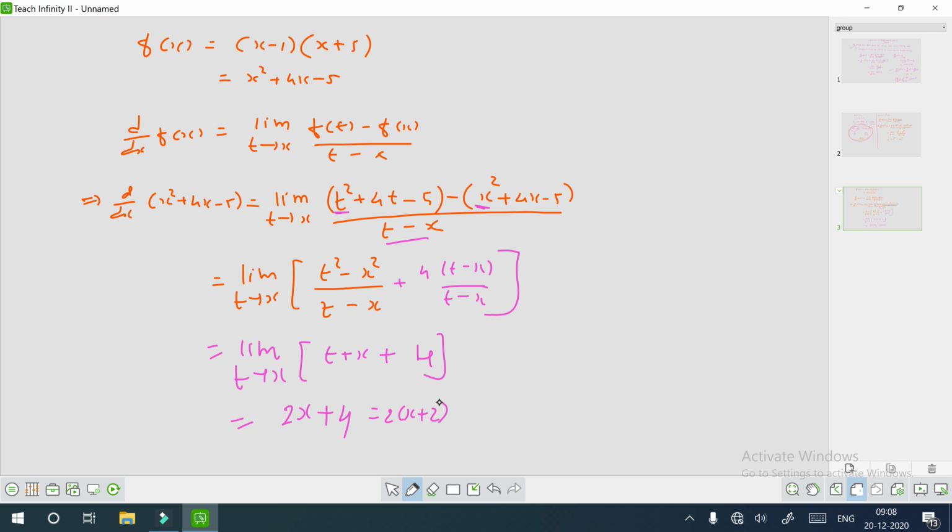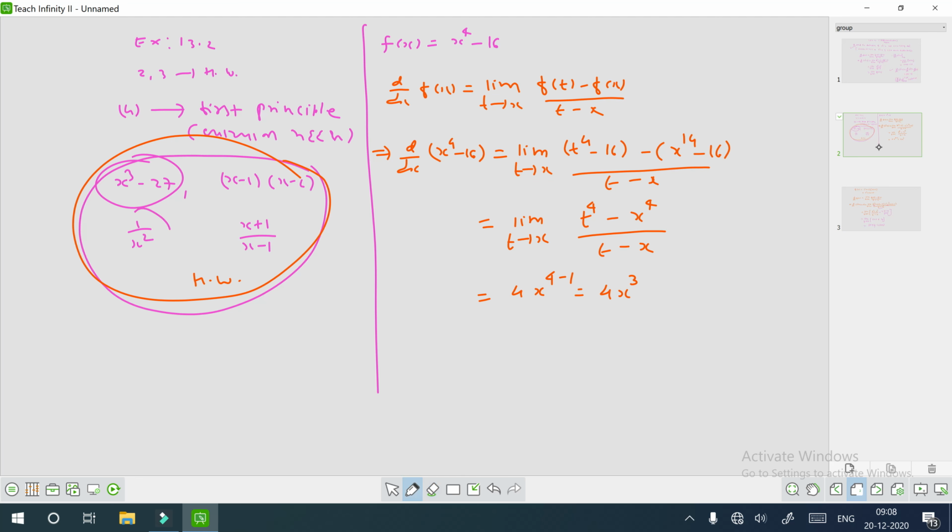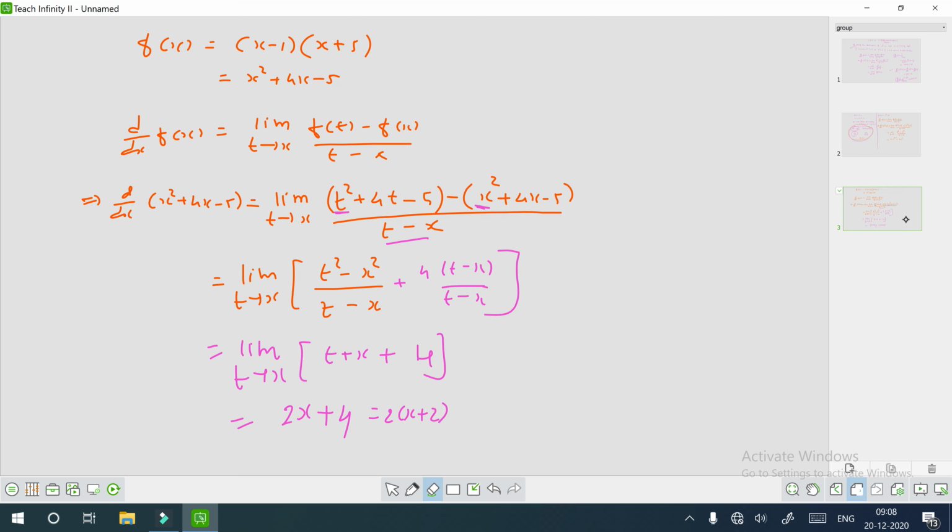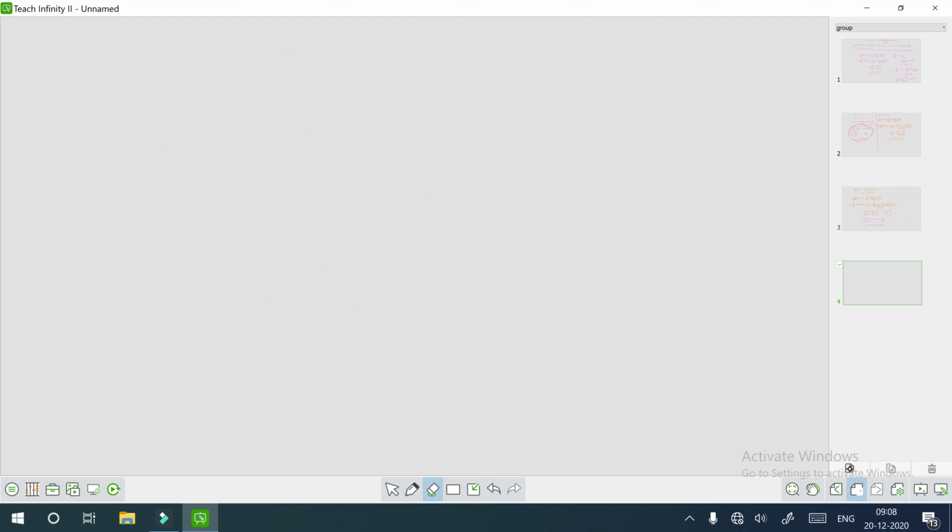Clear? Now see, the second one: here a power, 1 by some power, is given to us. So let us take that one. Let us see the next page. f(x) is equal to, let us consider, 1 upon x raised to 5 by 2. No problem.